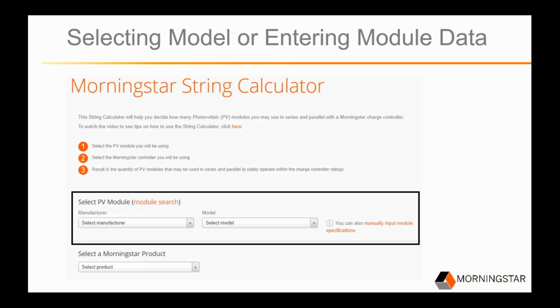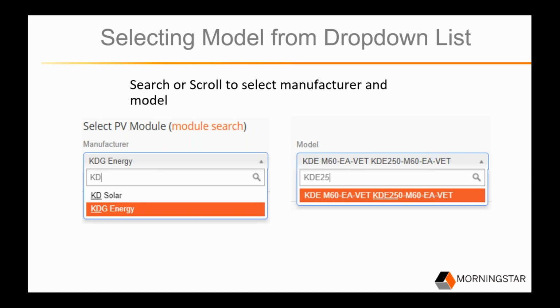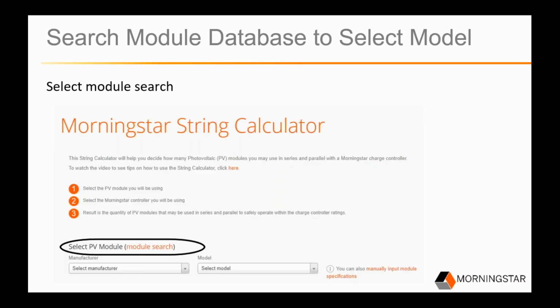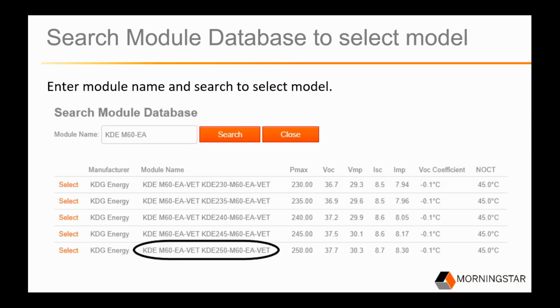First input you'll be directed to put in is the PV module manufacturer and model. To input manufacturer and module model, you can search or scroll our database of modules by manufacturer. And after you've done that and chosen manufacturer, you can search or scroll to find the model number of your module. Otherwise, if you know your PV module model number, you can click the orange module search text and start to input it to find and choose your module in the database. As an example here, I searched for KDE M60-EA, and then I chose the module that is circled on this slide.